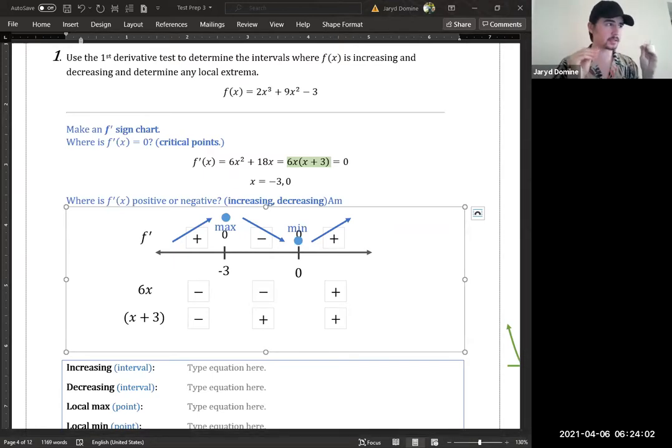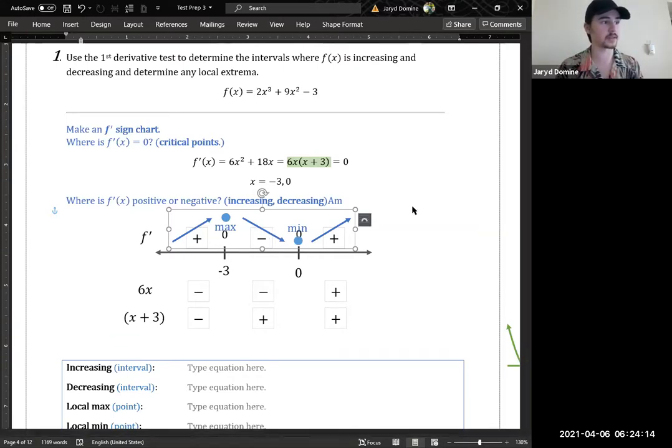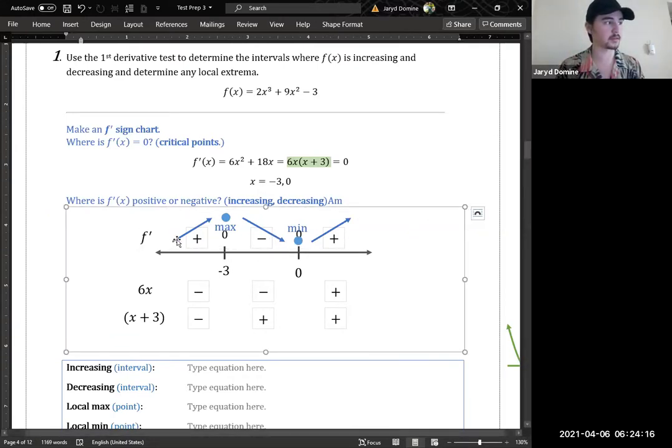All right, I'm not sure how much I missed, so I'm going to go back one step to this drawing. f prime tells you if it's increasing or decreasing. All I've done is draw a little picture here. When it's positive, that means increasing. When it's negative, that means decreasing, so going down.